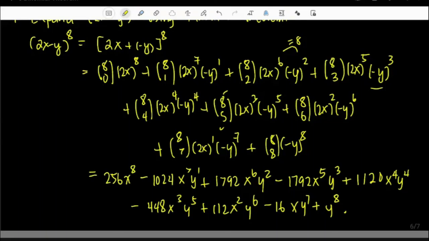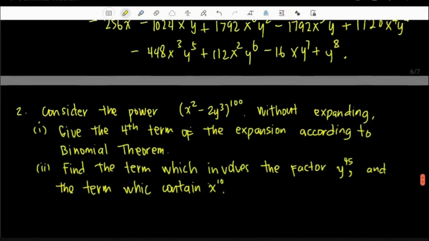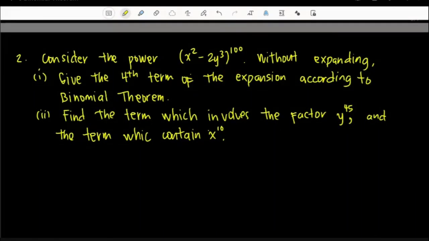So for the coefficients, you can just use a scientific calculator and plug in the values as easy as that. Let's have another example. Consider the power (x^2 - 2y^3)^100. This will give us an idea how binomial theorem actually works without expanding the binomial expansion. Give the fourth term of the expansion according to the binomial theorem and find the term which involves the factor y^45 and the term which contain the factor x^10.